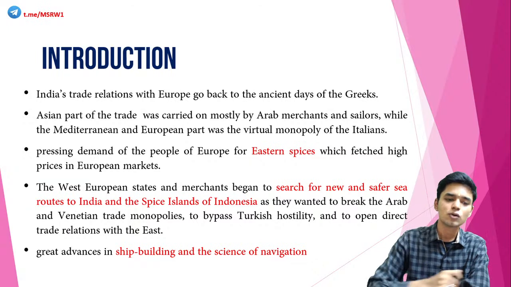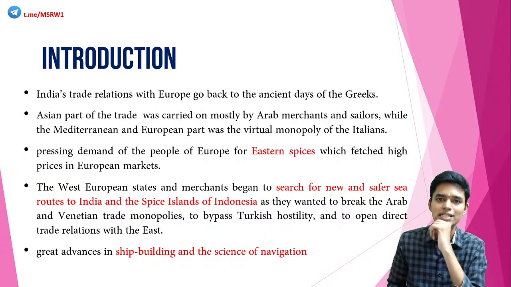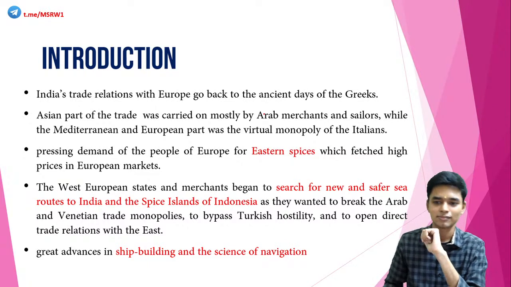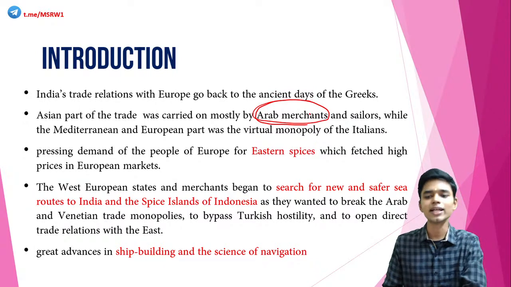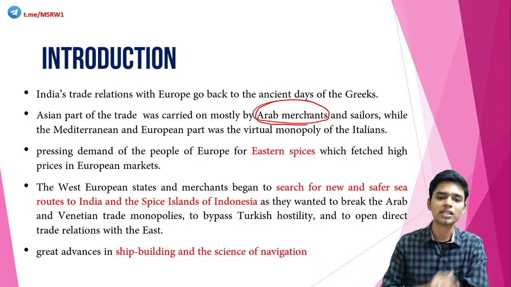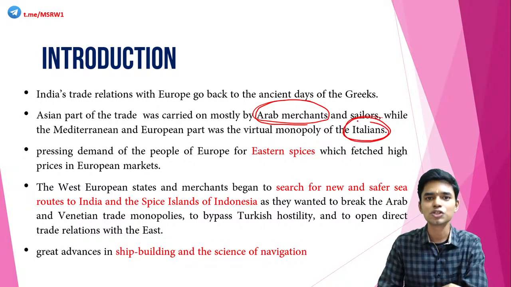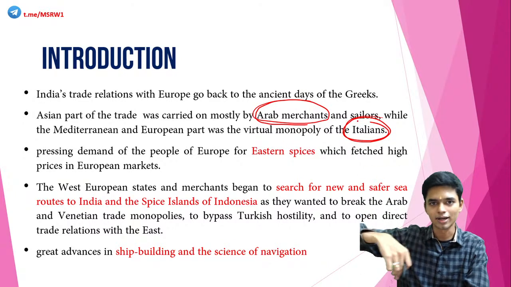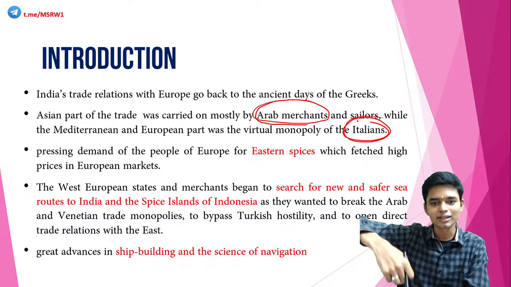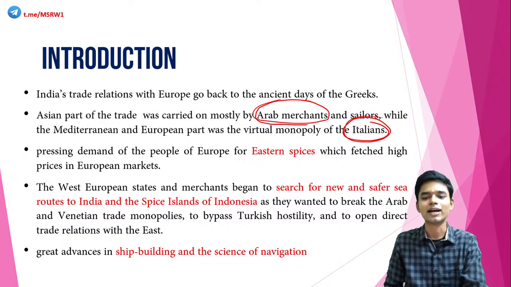So the Asian part of the trade in medieval times was actually conducted by the Arabs. Arab merchants and sailors were extremely popular around Asia. They were the people who did trade in Asia. Similarly, in the Mediterranean and European regions, it was the Italians. Italians and Arabs, these two were the major powers. So for other European nations, say the Portuguese, to come to India, they had to go through areas which were controlled or monopolized by Arabs and Italians.